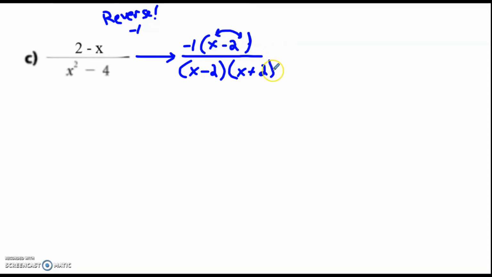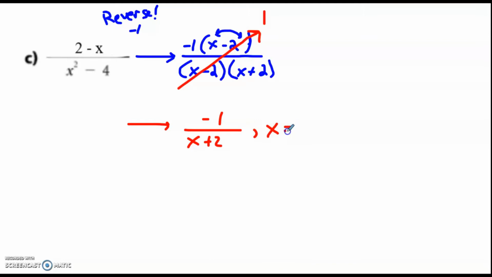like that, and voila, all of a sudden, I see the light. I have the same binomial. I have x minus 2 divided by x minus 2. So this, I can cancel out to 1. My final expression is -1 over x plus 2, and I'm done.